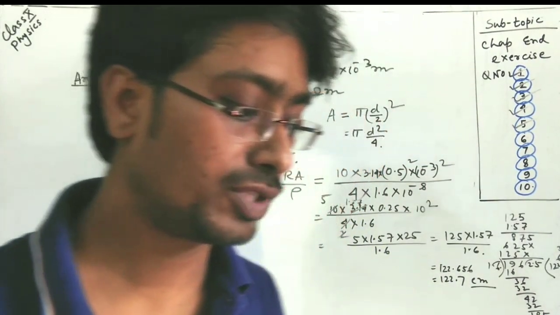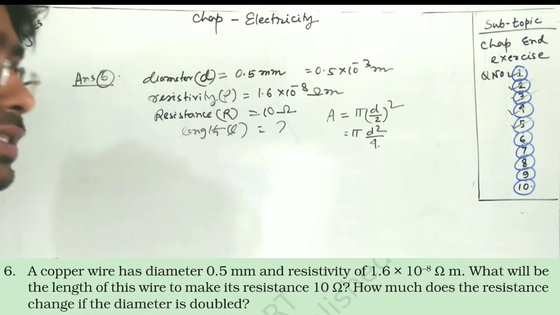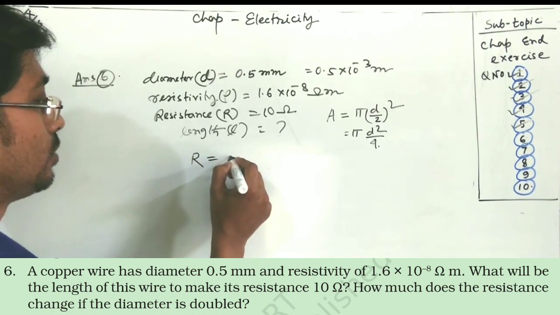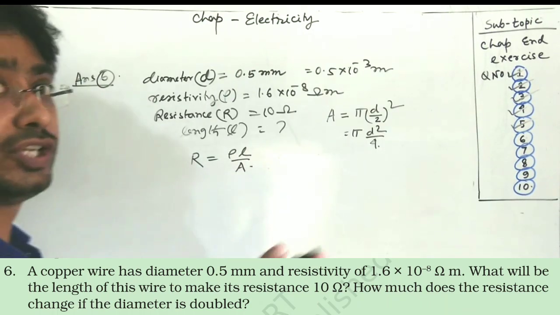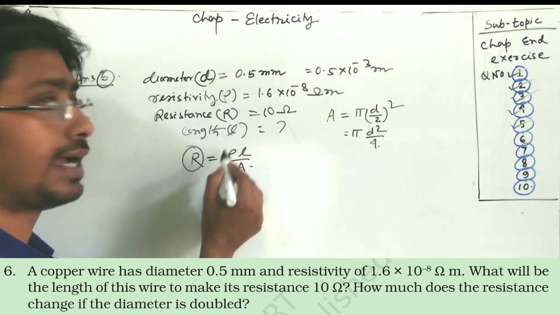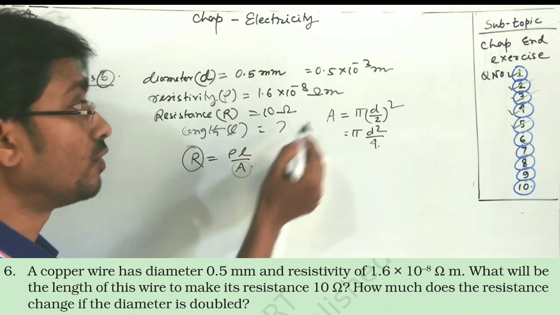And the next part of this question is: how much does the resistance change if the diameter is doubled? How much does the resistance change? The formula we have written here is R is equal to rho L by A, is it not? So you have to find the relation between resistance and diameter, but the diameter is not written in this equation. So you have to convert A into the diameter formula, this one.